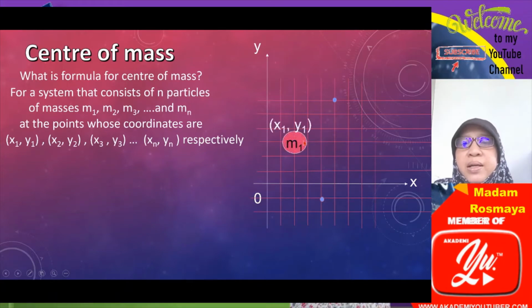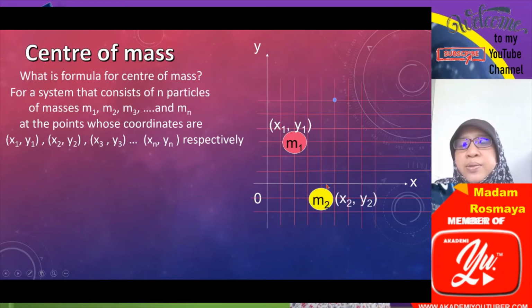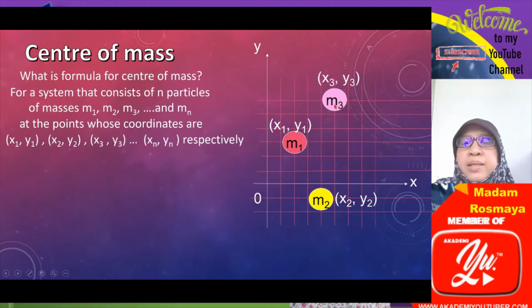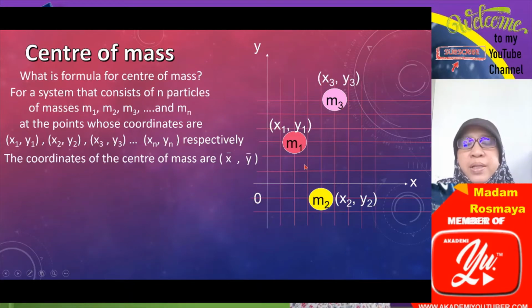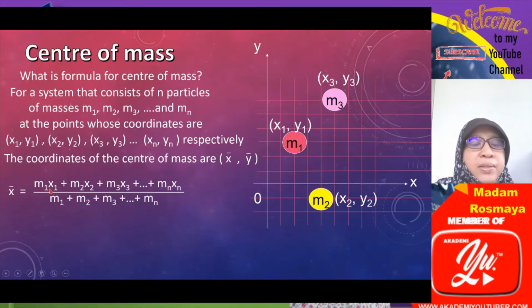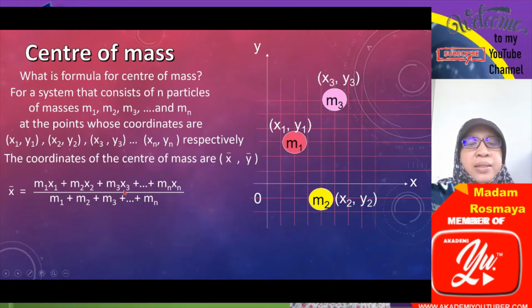Okay, with mass m1, we name the coordinate as x1, y1. For object 2 with mass m2, coordinate here x2, y2, and the third object with mass m3 at the coordinate x3, y3. So the coordinates of the center of mass for this system are given by bar x, bar y. So the formula for bar x is given by m1 x1 plus m2 x2 plus m3 x3 plus ... divided by the total of their masses.